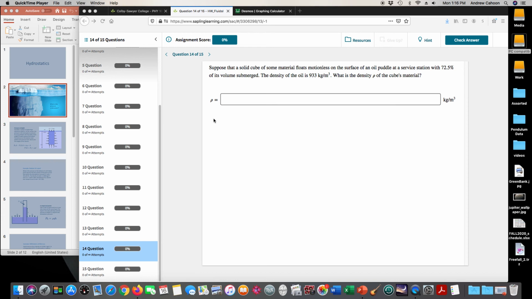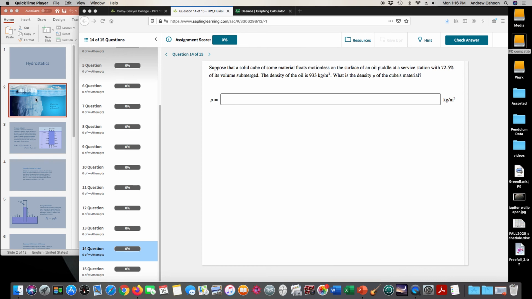Okay, I received one homework question, and that was about question 14. So let's take a look at that one right here. We have a cube of some material floating on an oil puddle, and 72.5% of its volume is submerged. And we also know that the density of oil is 933 kilograms per cubic meter.